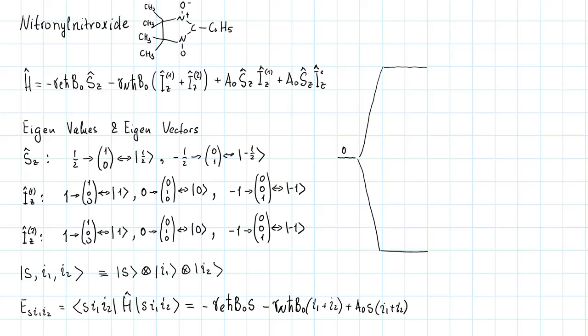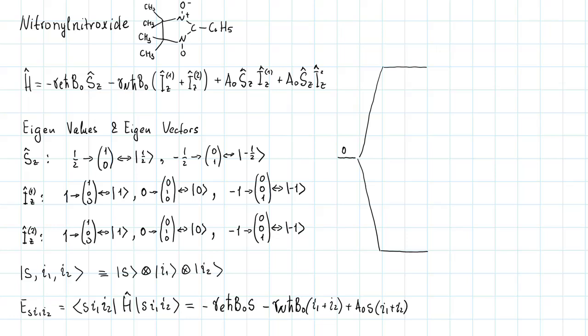The second largest value of the sum I1 plus I2 is equal to 1. However, it can be realized in two different ways. The first is when I1 is equal to 1 and I2 is equal to 0, and the second possibility is when I1 is equal to 0 and I2 is equal to 1.